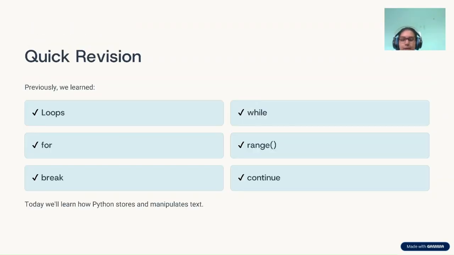Before we begin, let's quickly revise our previous lecture. We learned about loops. A loop allows us to repeat a block of code multiple times. We learned while loop, for loop, range, break, continue. Today we'll even learn how loops can be used with strings. But first, what exactly is a string?